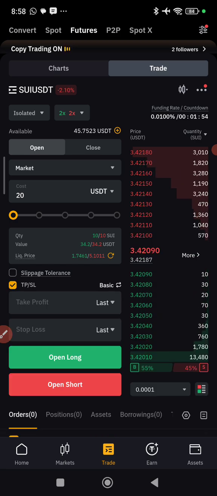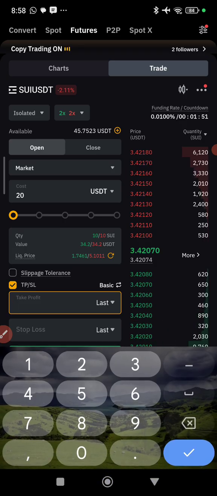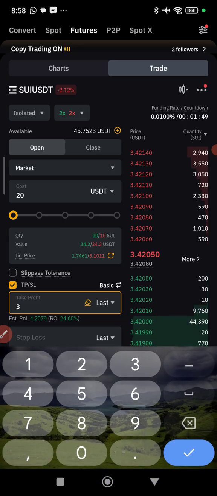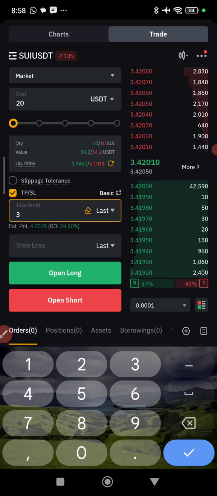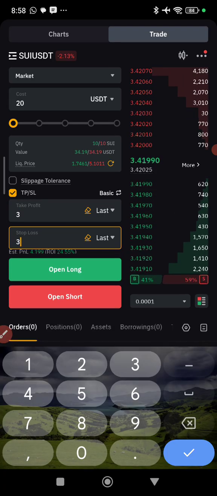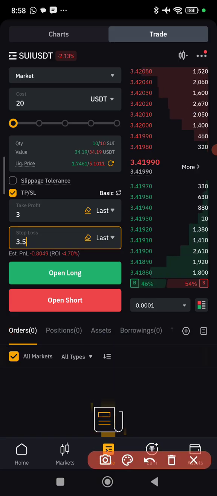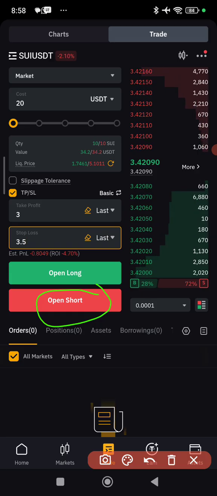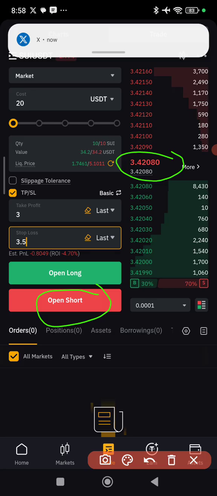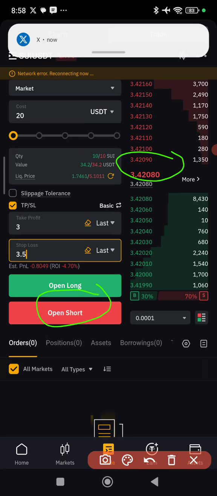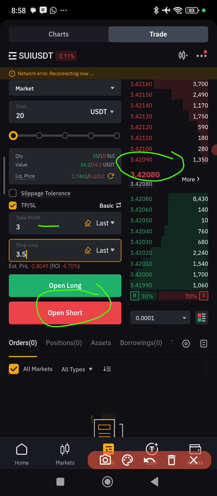Now what is your take profit price? My take profit price is $3 for SU. Then my stop loss price is 3.5. Now why did I choose $3? Because I want to sell the market. Choosing $3 simply means that I'm saying that SU will fall to $3. Remember, SU is 3.4, and I'm predicting that it will fall to $3. If it falls to $3, let the system take the profits that I make. That is why I put 3 here for take profit, because I want to sell.